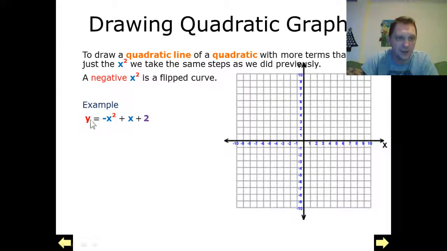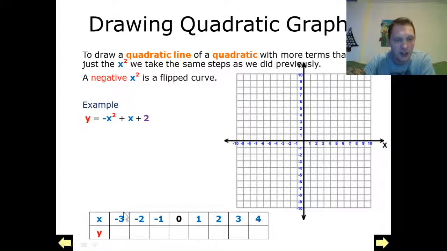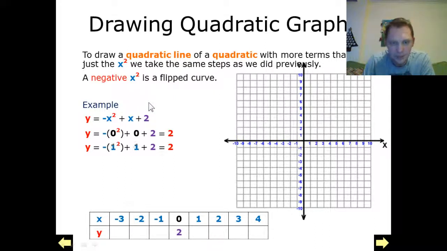So as for our example, we've got y equals negative x squared plus x plus 2. And our table of values is going to go from -3 all the way up to 4. So starting off with 0, of course we're going to be left with just 2. And then we're going to do what happens when x equals 1. So we've got 1 squared, but of course this becomes -1 plus 1 equals 0 plus 2. That gives us 2.